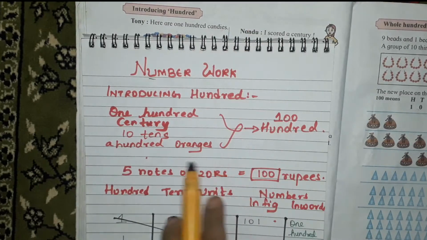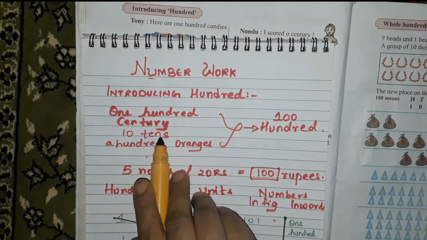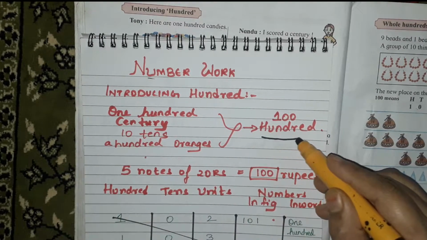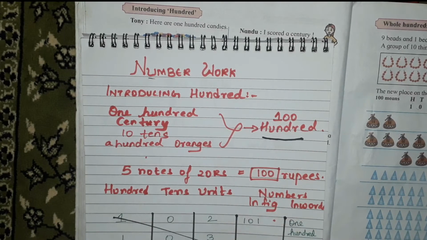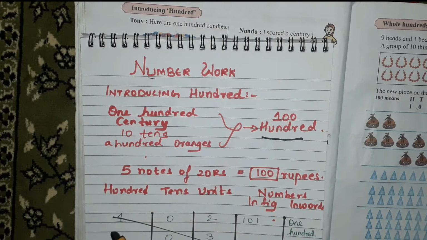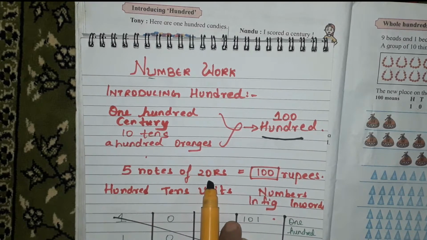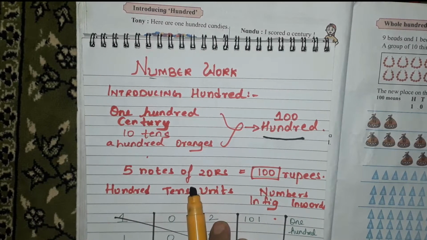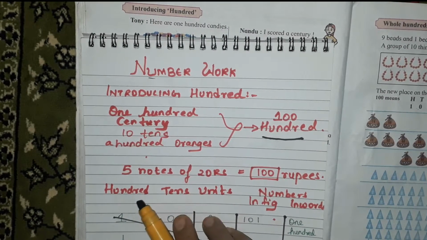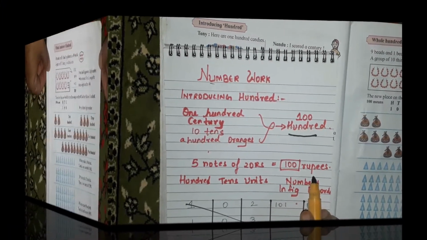So all of them are saying 100 in the form of 100, century, 10 tens, 100 oranges. All together it means 100 only. Now one more way in which we can say 100. See, 5 notes of 20 rupees. You must be getting 5 notes of 20 rupees. So how will you say? You have 5 notes of 20 rupees. So what will it become? It will become 100 rupees.